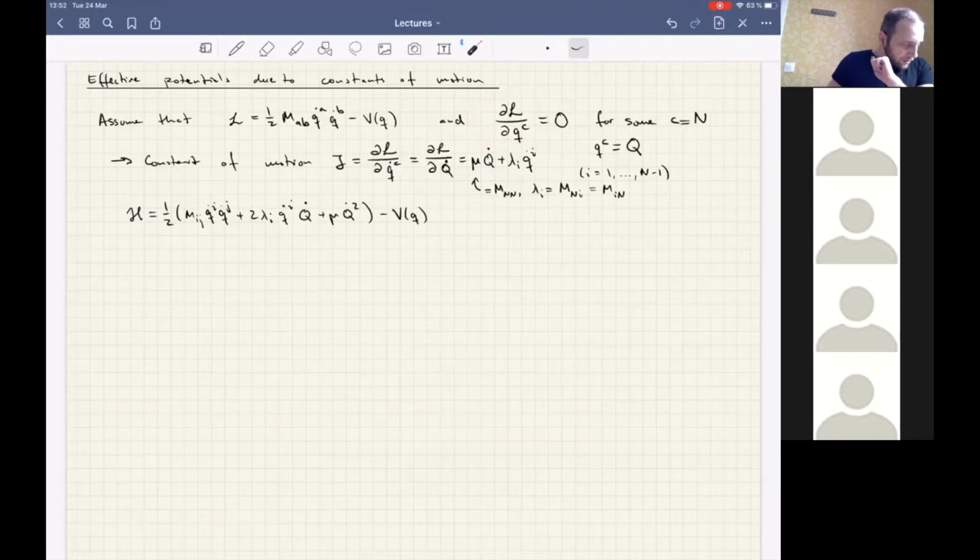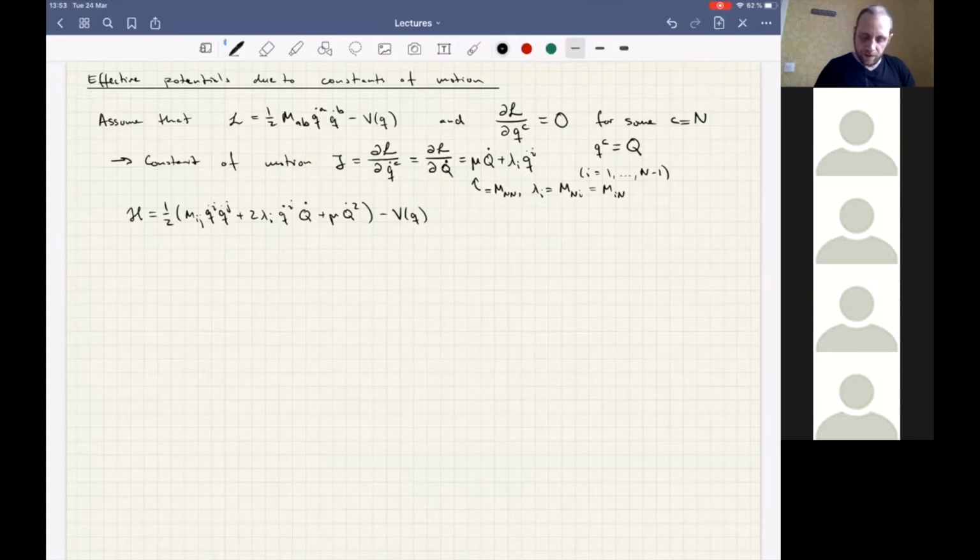Okay, so what I'm going to try to do is get rid of all of the dependence on capital Q from this expression for the Hamiltonian. And you see that we can do that because neither mu nor lambda are going to depend on capital Q, because if they did, then our Lagrangian would depend on Q. We also have this constant of motion J, which includes Q dot. So I can solve for Q dot from this expression, and I can insert it into the Hamiltonian.